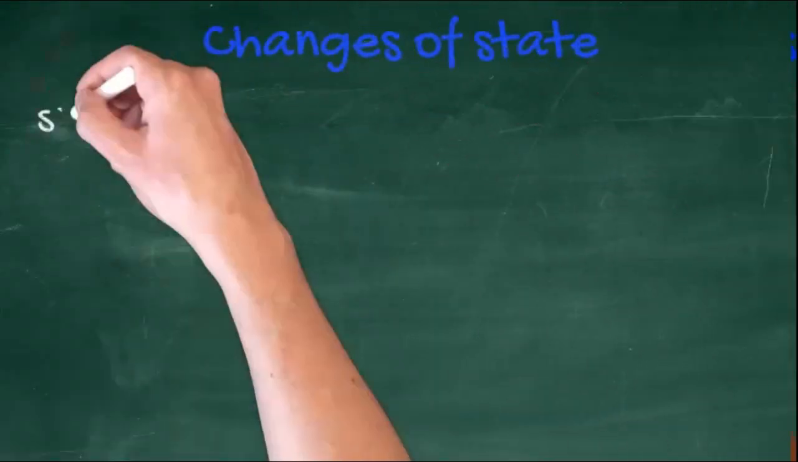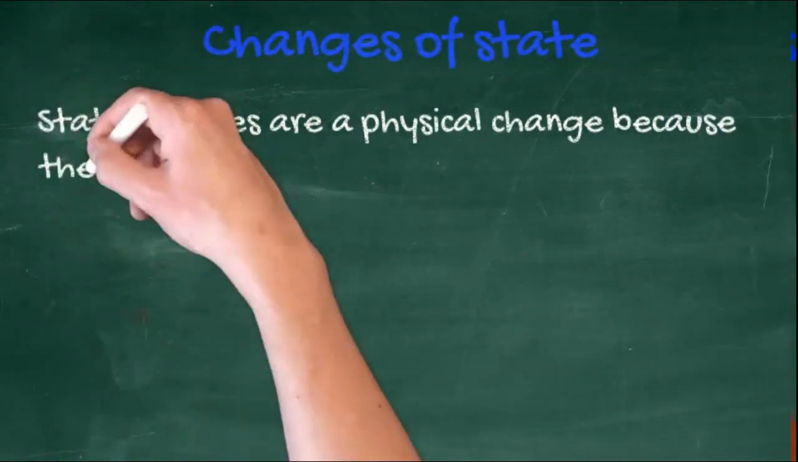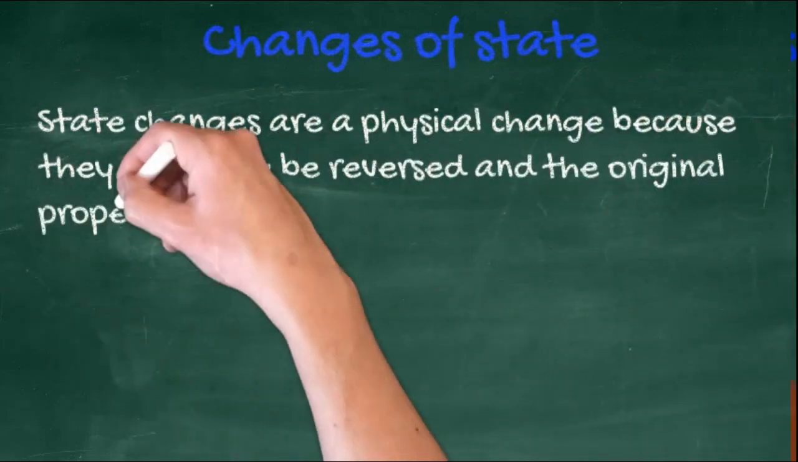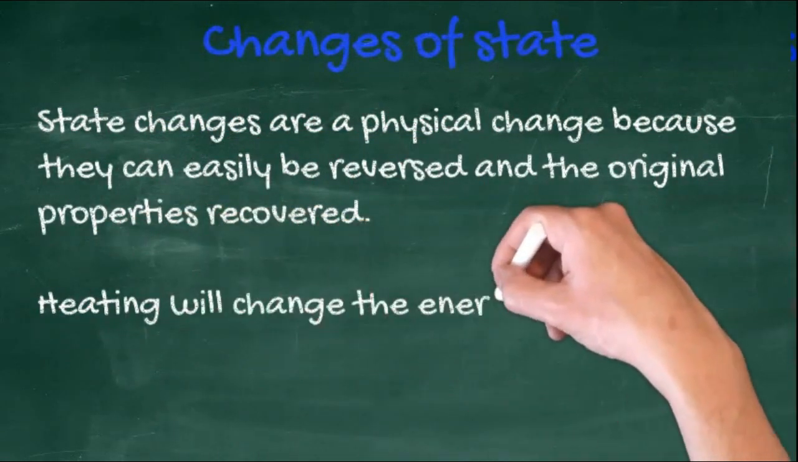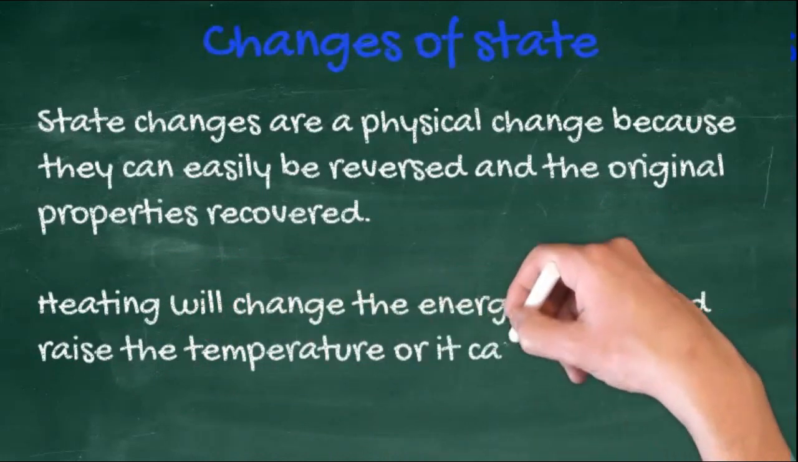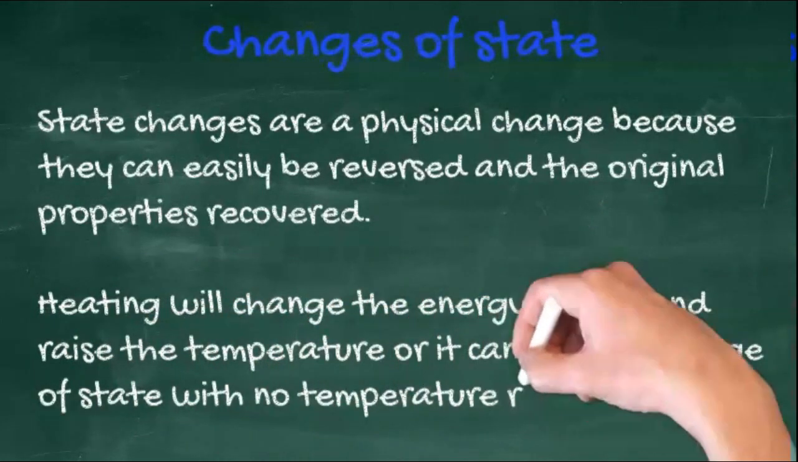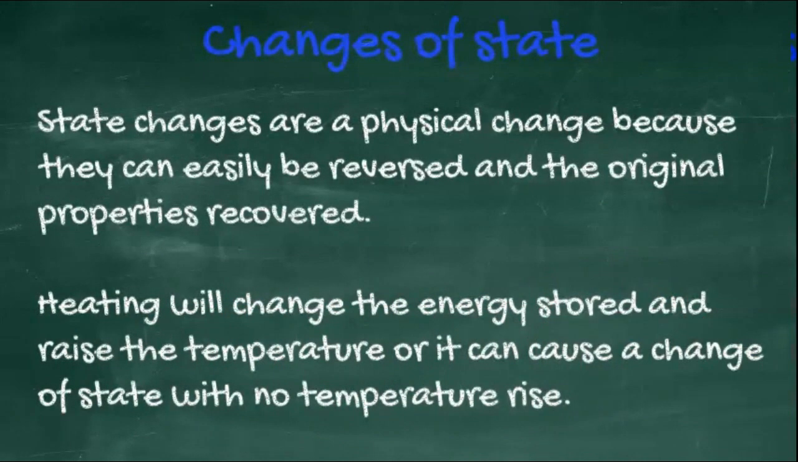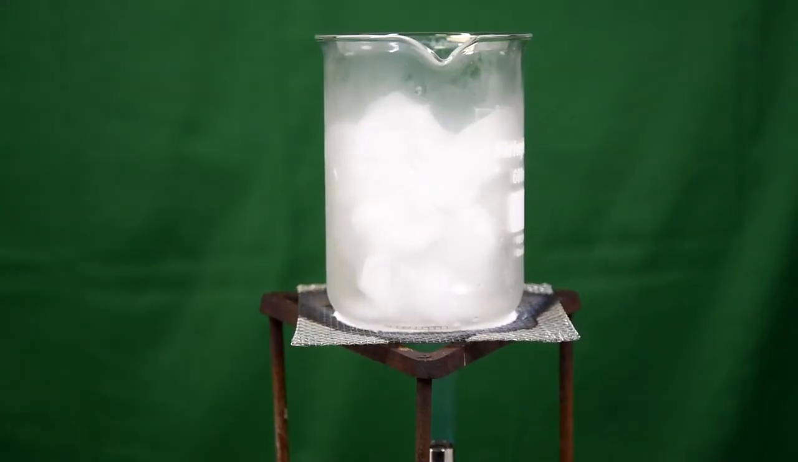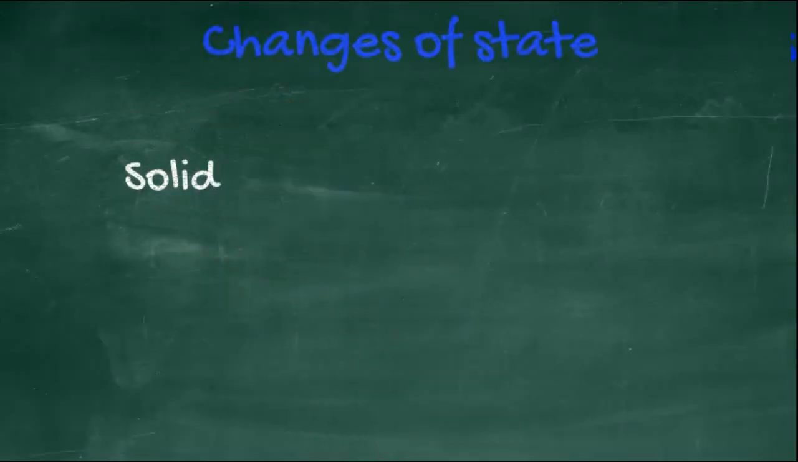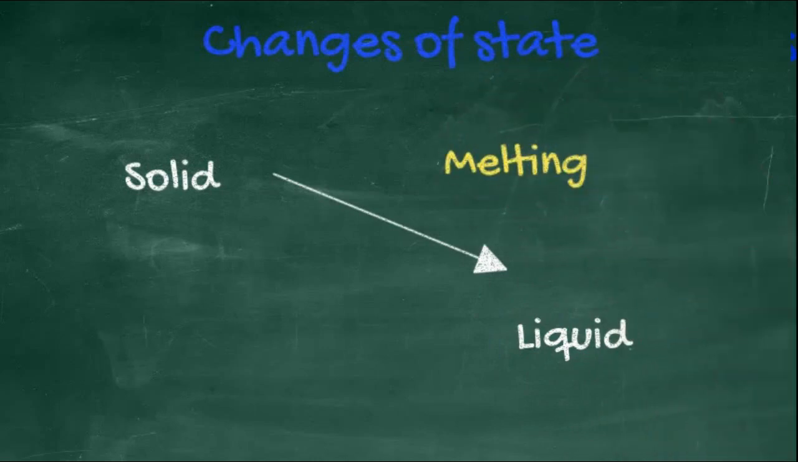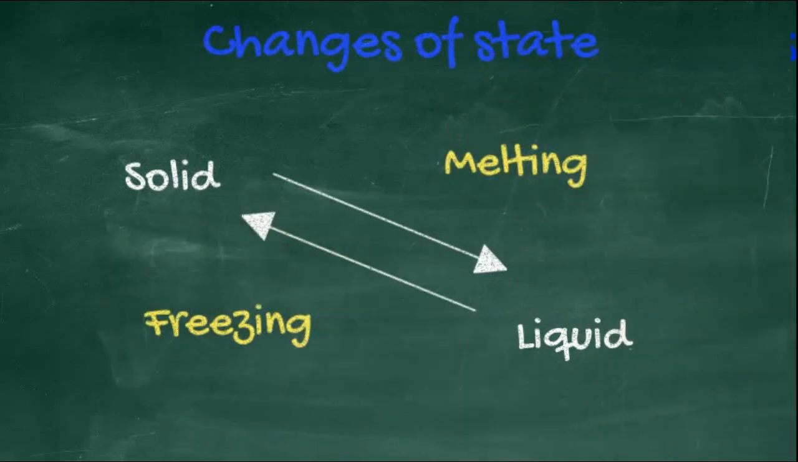So back to the changes of state. State changes are physical changes because they can easily be reversed and the original properties recovered. Heating can raise the temperature, but it can also cause a change in state with no increase in temperature. The thermometer stays at 0 for a long time. We call the change from solid to liquid melting, and from liquid to solid freezing or solidifying.